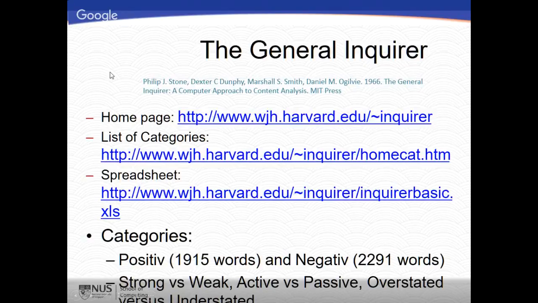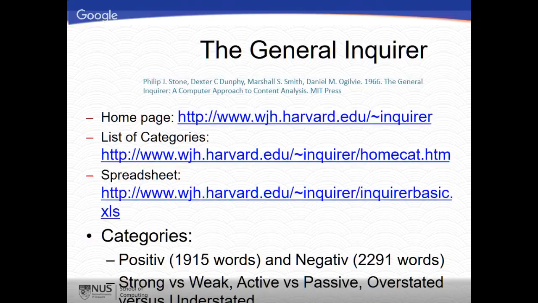I will introduce you to some resources. Perhaps you can use them in the future. The first resource is the General Inquiry Lexicon. It is from Harvard University. This is the homepage of this project, and basically it categorizes each word into different categories. They predefined about 100 categories. Two of them are positive and negative. For the positive category there are about 2,000 words, and for negative there are more than 2,000 words.